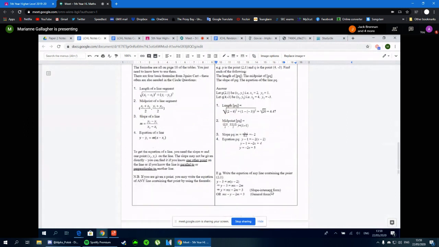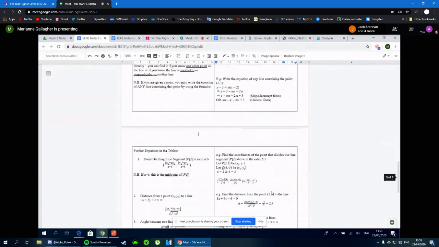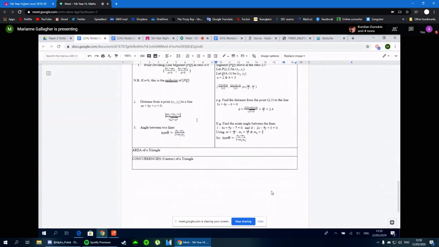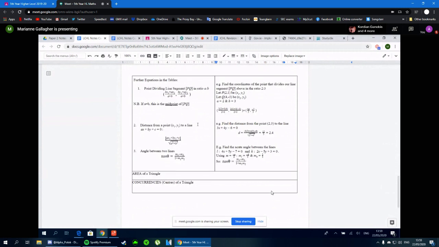Okay. Now, all the formulas you need are on pages 18 and 19 of the tables. There are the 4 that you would have learned for junior cert: length of a line segment, midpoint, slope, and equation of a line. Okay, so you need to be able to use those. And then what I want to do is focus on the newer ones. So the other formulas in the tables are the point dividing a line segment in the ratio a to b. So I'll do a couple of examples with these, okay?